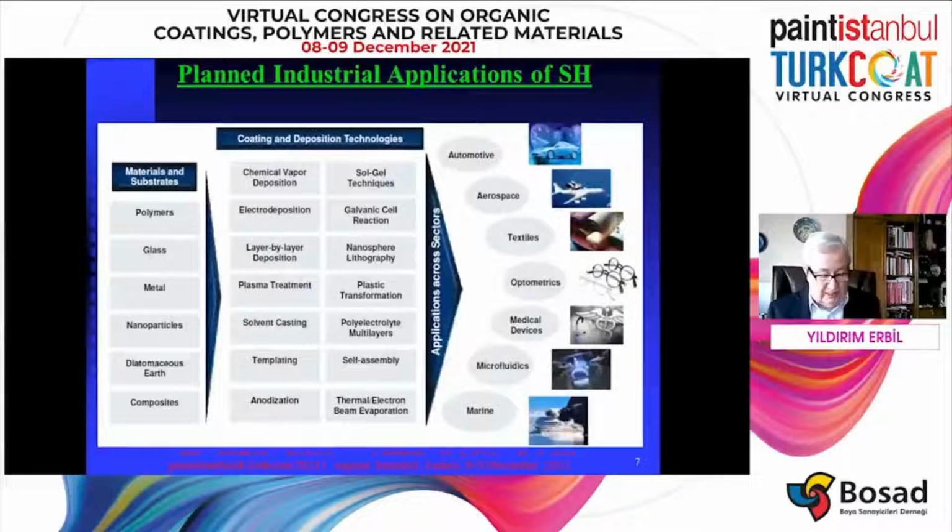Many materials can be used as substrates for superhydrophobic surfaces. For example, polymers, glass, metal, nanoparticles, or composites may be used as the substrate. And such superhydrophobic surfaces can be used in automotive, aerospace, textile, optometrics, medical devices, microfluidics, and marine industries. But the economic outputs of such products are not satisfying in comparison with the initial expectation. The reasons will be discussed in the next slide.